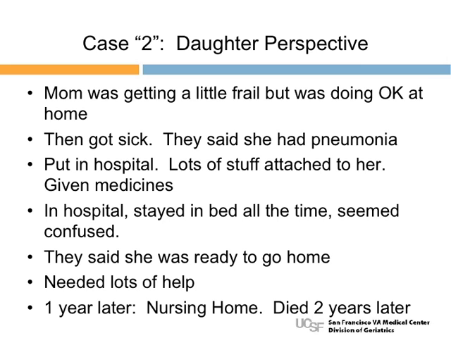But then she got sick, and we brought her to the emergency room, and the doctor said she had pneumonia. So they put her in the hospital, and I just remember lots of stuff being attached to her. She had something monitoring her heart. She had an IV sticking in her. They put some catheter in her bladder, and she really hated that one. And then they gave her medicines. In the hospital, she stayed in bed all the time, and she kind of seemed confused. When we came in, she just wouldn't talk much, which wasn't like her at all. But everyone said that's just the way people are in the hospital.